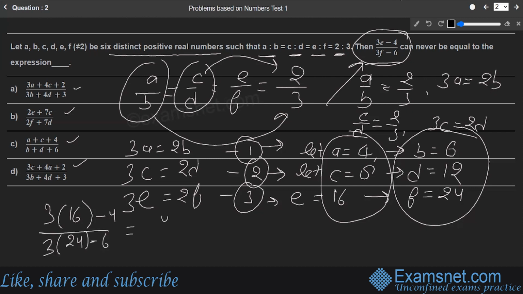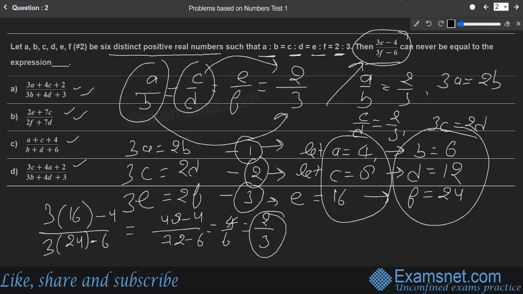If we solve this, this is going to be 48 minus 4 divided by 72 minus 6, which is nothing but equal to 44 by 66, which is nothing but 4 by 6, or again coming equal to 2 by 3. So that is the answer of this expression, with one set of a to f values assumed. He's asking for which of these options does not match with the same set of values as 2 by 3. So we can try one by one.